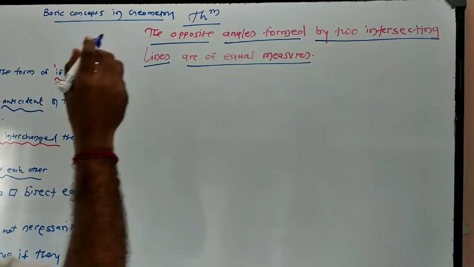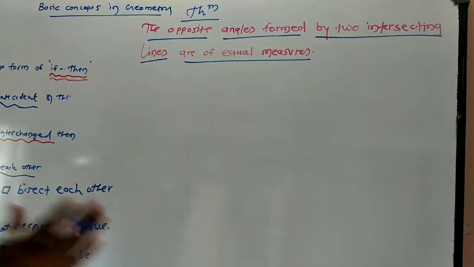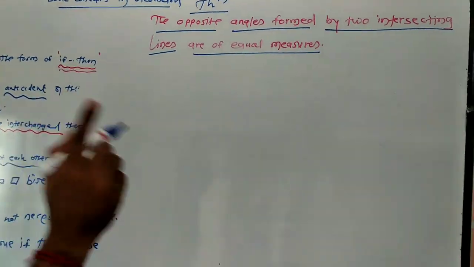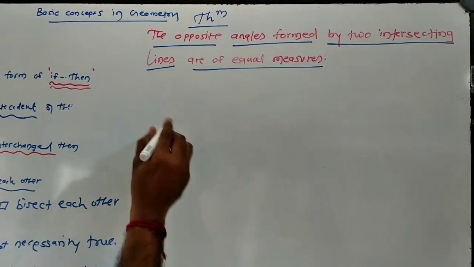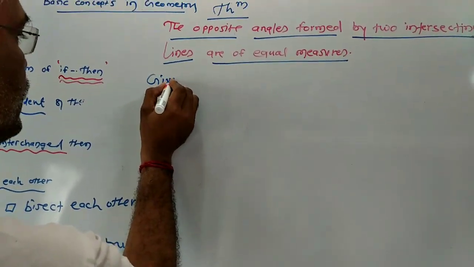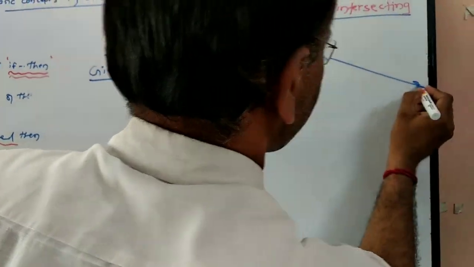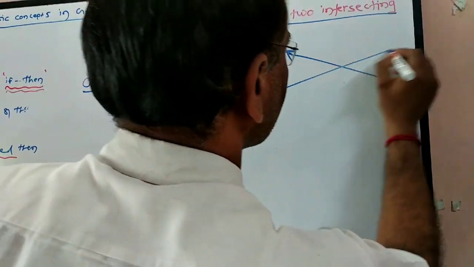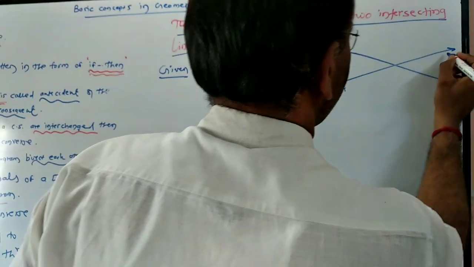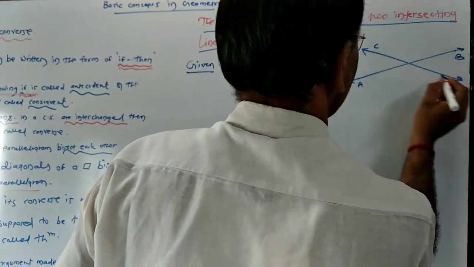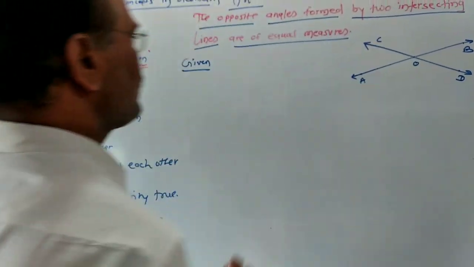Means in this example, the antecedent is: two lines are intersecting lines. Means it is called the given. First, we draw two intersecting lines. AB, and the second one is CD. These two lines intersect at point O.